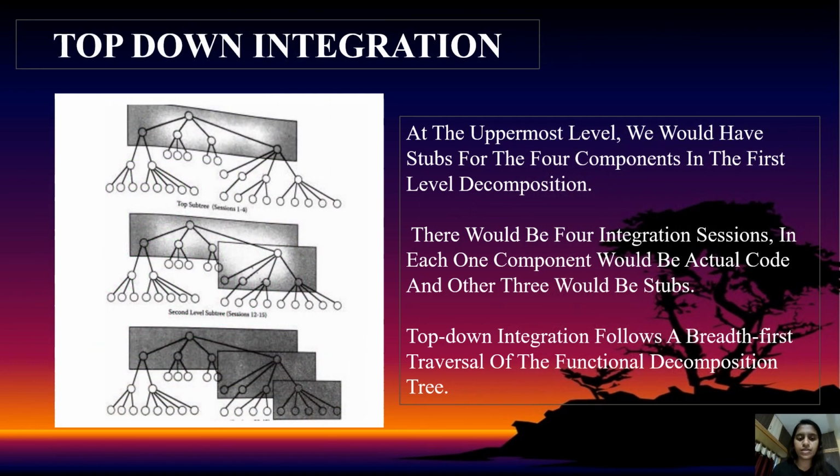Top-down integration. As you can see on the left side, there are three subtrees, a top subtree and second level subtrees. At the uppermost, we will have a subtree for the four components in the first level decomposition. There will be four integration sessions, in each of which one component will be actual code and the other three will be stubs. Top-down integration follows a breadth-first traversal of the functional decomposition tree.